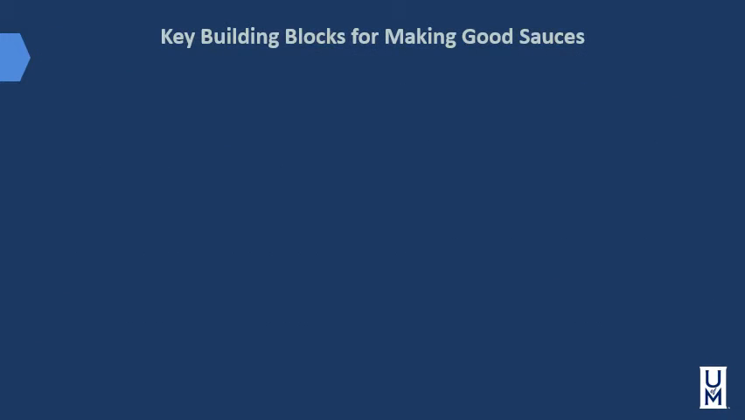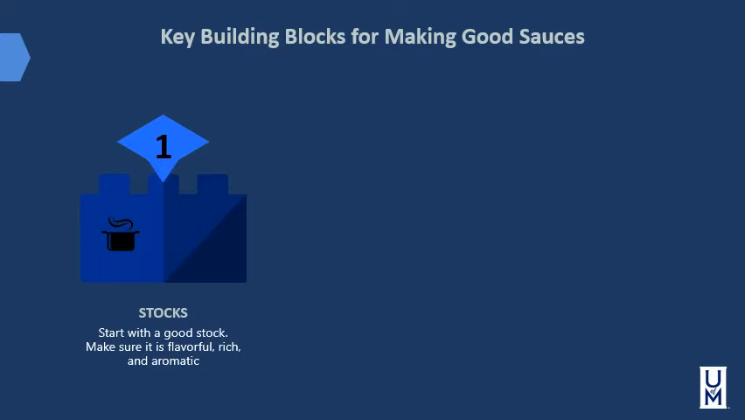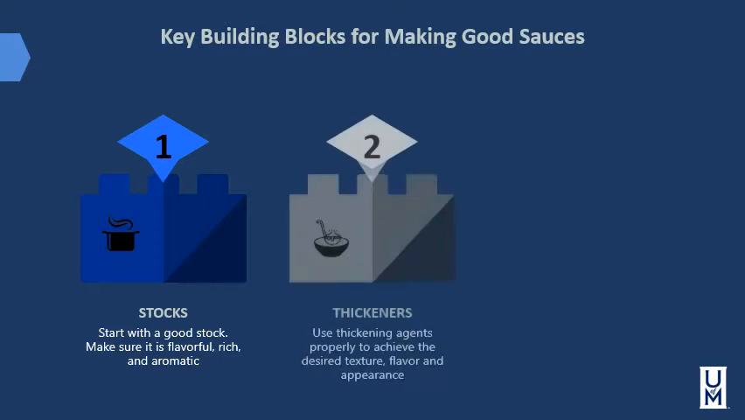There are a few key building blocks for making good sauces that we need to talk about. Number one, stocks. We always want to make sure that we start with a good stock. Make sure it's flavorful, rich, and aromatic. This is always going to be the base level flavoring. So if you start with a bad stock or one that is turned or is no longer good, it's going to make your sauces turned or no longer good tasting.